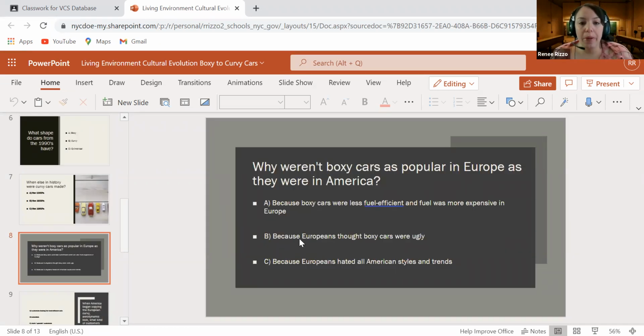Next question. Why weren't boxy cars as popular in Europe as they were in America? A, because boxy cars were less fuel efficient and fuel was more expensive in Europe. B, because Europeans thought boxy cars were ugly. Or C, because Europeans hated all American styles and trends. So the correct answer, according to the video, would be A, because boxy cars were less fuel efficient and fuel was more expensive in Europe.